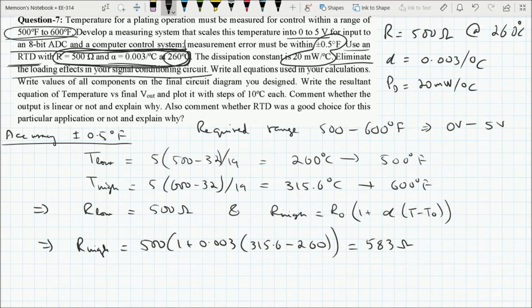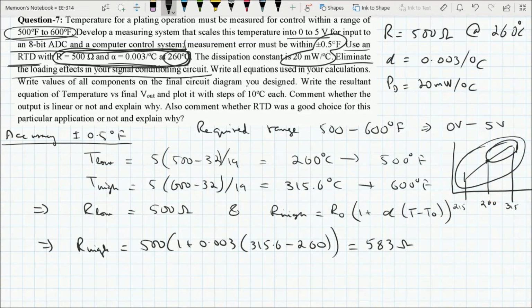So our temperature range is from 260 degrees Celsius to 315 degrees Celsius. That is our range of interest. But this linear approximation that we are using is from, we can say, 260 is here, 315 is here, and approximately 215 is here. So this is our range for linear approximation, but we are only interested in this area. So that doesn't make our linear approximation wrong. That just makes our linear approximation a little bit less precise.